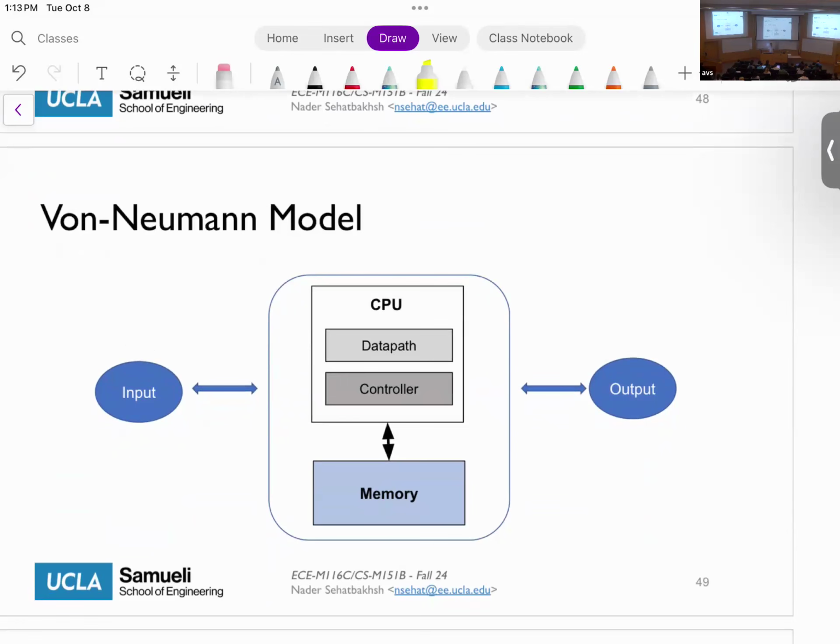Essentially, you can think of a von Neumann computer as a computer that gets some inputs, produces some outputs, and underneath it has two main units: a CPU and a memory. The CPU also has two subunits: a data path and a controller. That's the simplest way that we can design a computer. Inside the CPU, we have a data path and a controller.